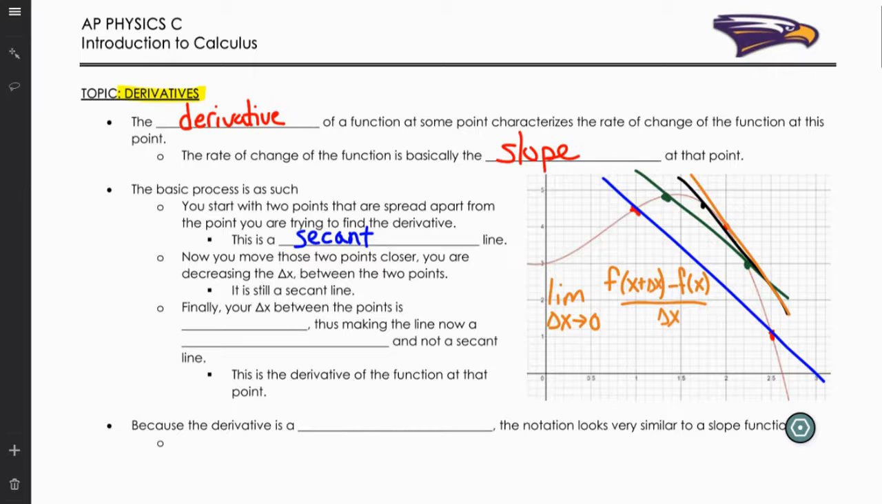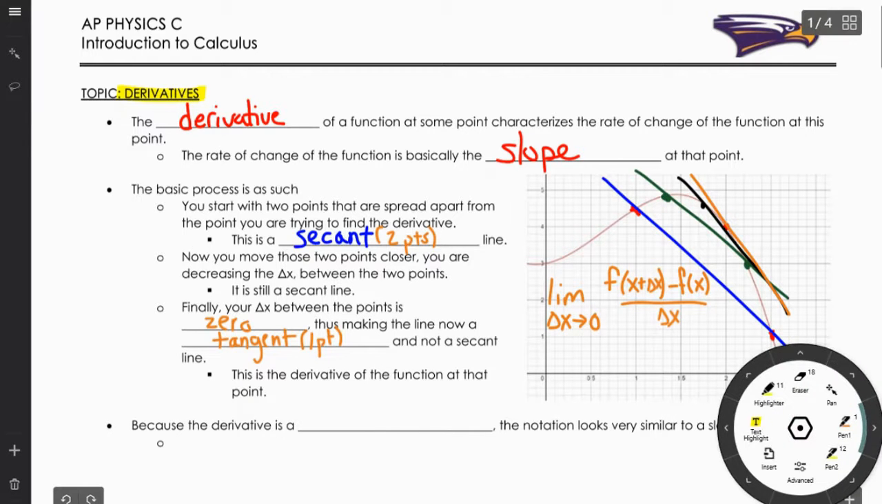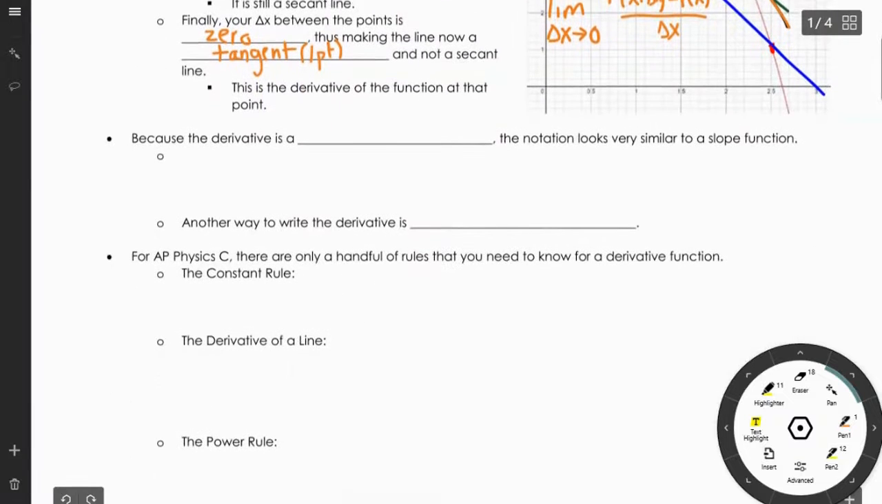Okay, but what we're really doing is finding the slope of this tangent line now. So finally, as your delta x between the points becomes 0, so as it approaches 0, we're making a line, thus making the line now a tangent line. And remember, tangent line is 1 point, secant line is 2 points. So 2 points of intersection, 1 point of intersection. So now what we've done is we found the derivative of the function at that point, right? Because derivative is mathematically what we know as a slope. It's the rate of change at that point.